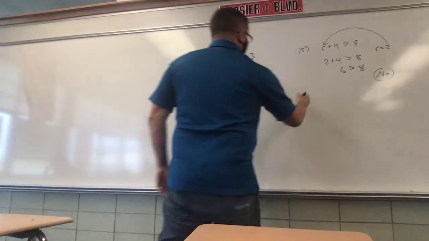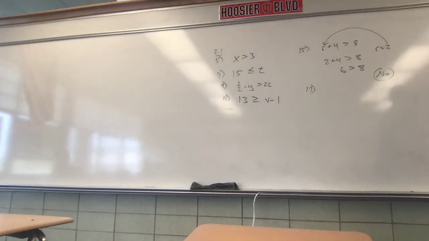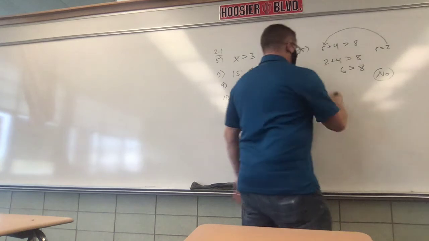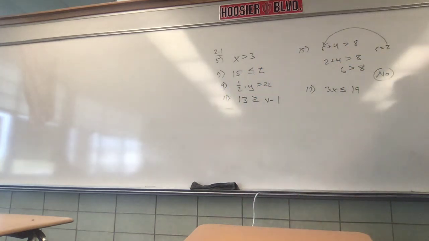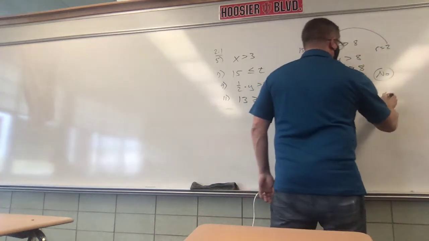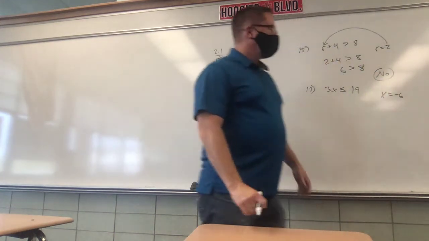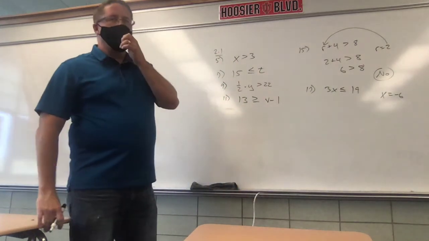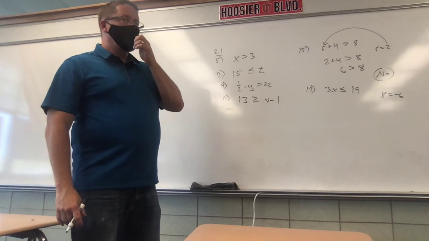Same with 17. They give us 3x is less than or equal to 19. Is it 19 or negative 19? Okay, x equals negative 6. What's the real letter so we don't get it wrong? It doesn't matter, they just want to know yes or no. It's supposed to be an s, but it doesn't matter because we're just going to click on yes or no. So, is negative 6 a solution?